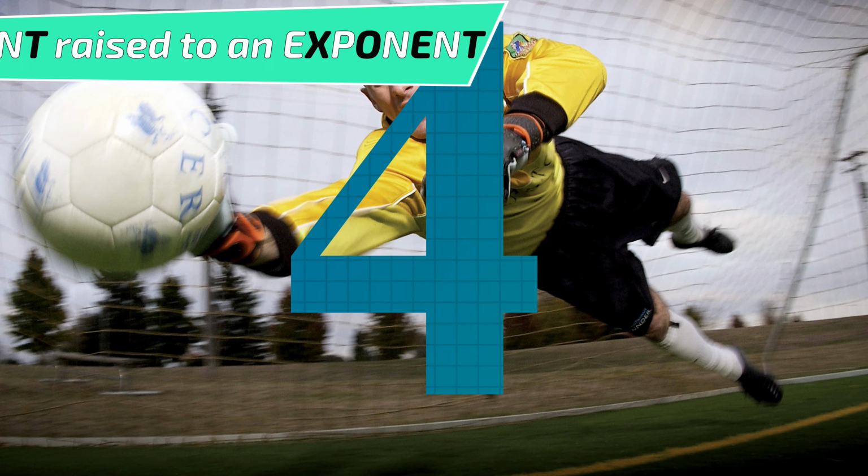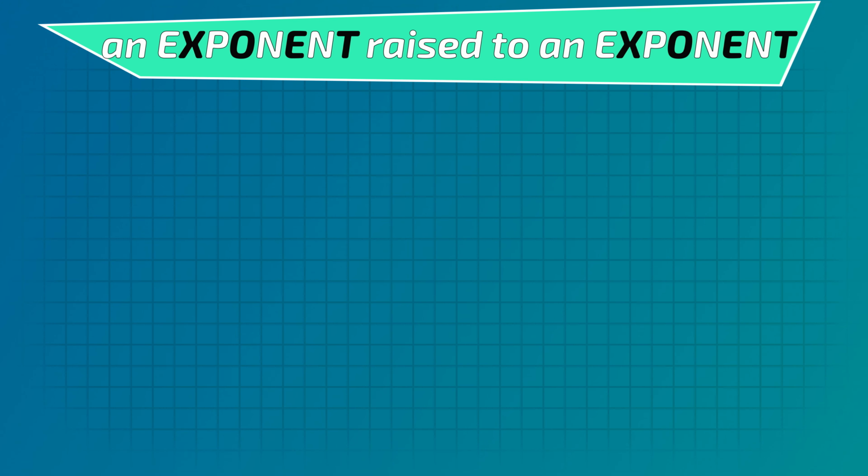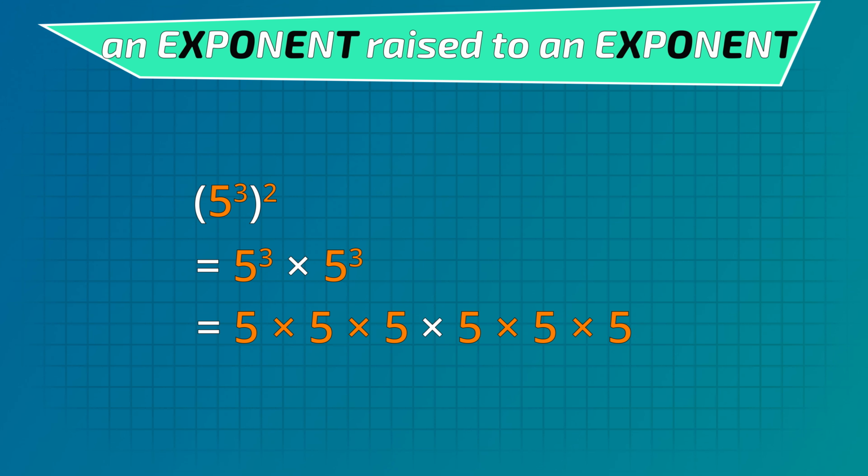Here, an exponent is raised to another exponent. It's 5 raised to the exponent of 3, which is then raised to the exponent of 2. We can say 5 cubed squared. This is the same as 5 cubed multiplied by 5 cubed. Let's write an expanded form. 5 times 5 times 5 times 5 times 5 times 5, that's 5 to the exponent of 6. But there's a quicker way. Just multiply the exponents.